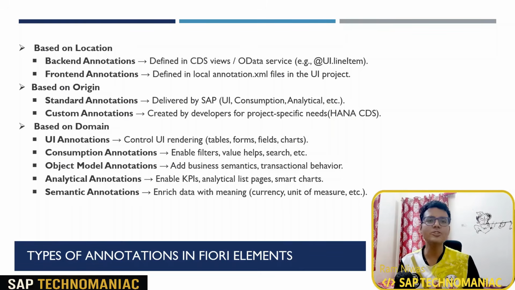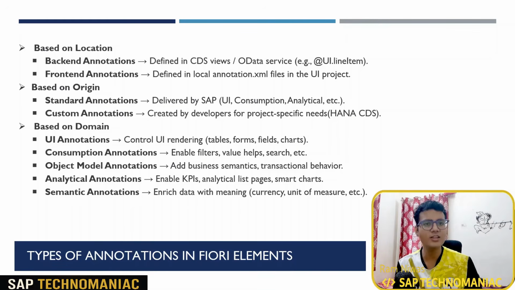Then we have based on domain. We can categorize the annotations by how they are utilized. For example, the UI annotations help to render UI elements like the table, fields, form, chart. These are the UI annotations, which basically start with @UI. You can see those are all annotations that come under the UI annotation.